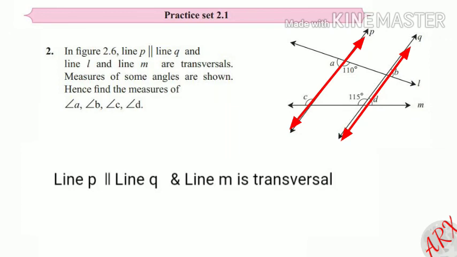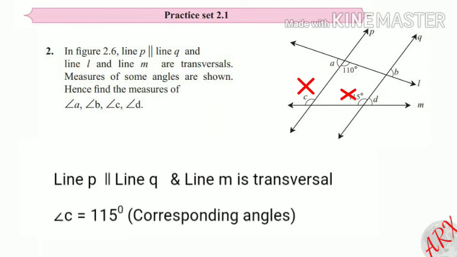Now if we see, line P and line Q are parallel and line M is their transversal, then angle C and 115 are corresponding angles. Hence by the corresponding angle theorem they are congruent. Hence angle C equal to 115.